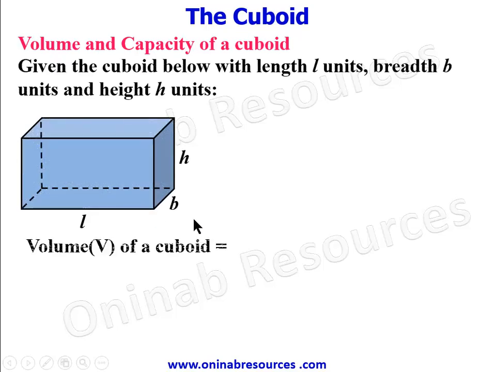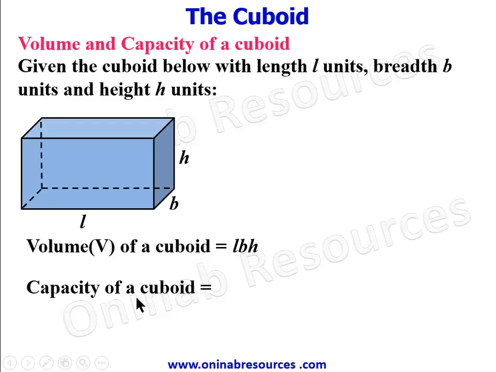So we still consider the same cuboid with length L units, breadth B units, and the height H units. The volume of the cuboid will be base area times height, and the base area is length times breadth, then multiplied by height we have the volume to be LBH.